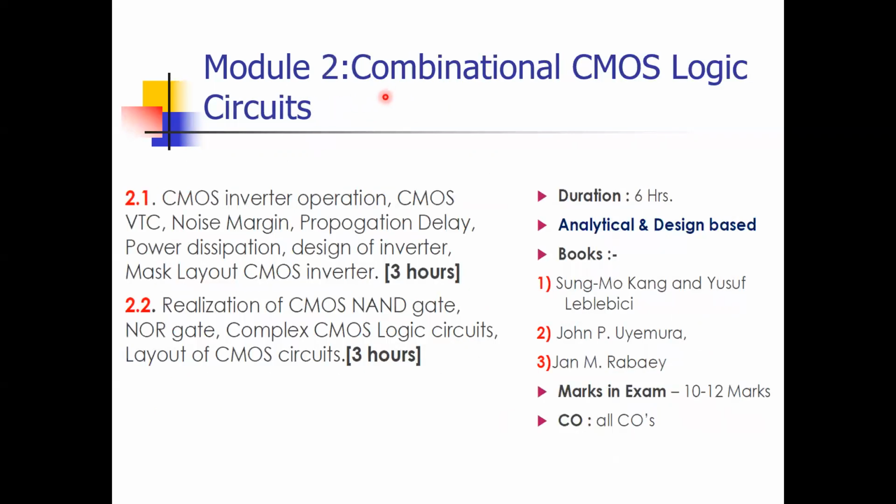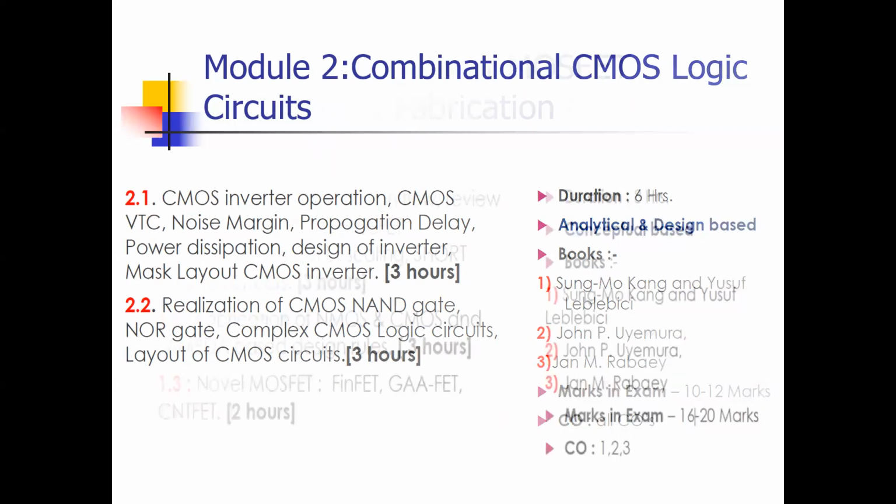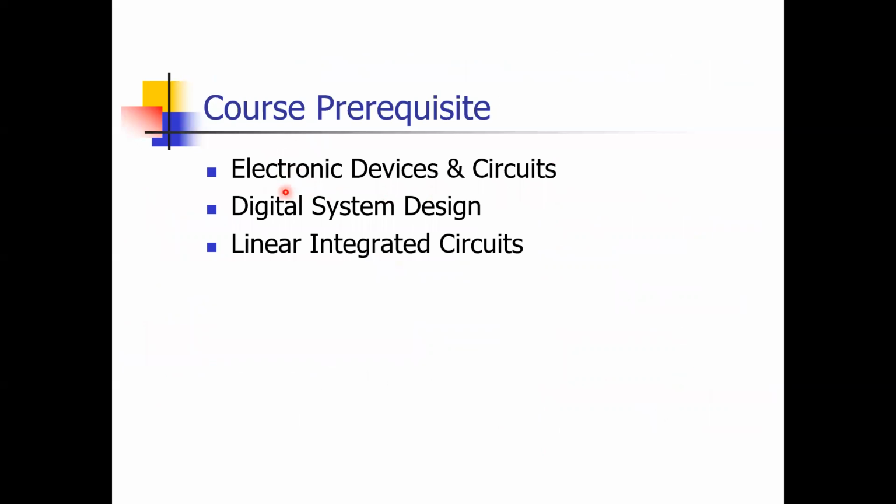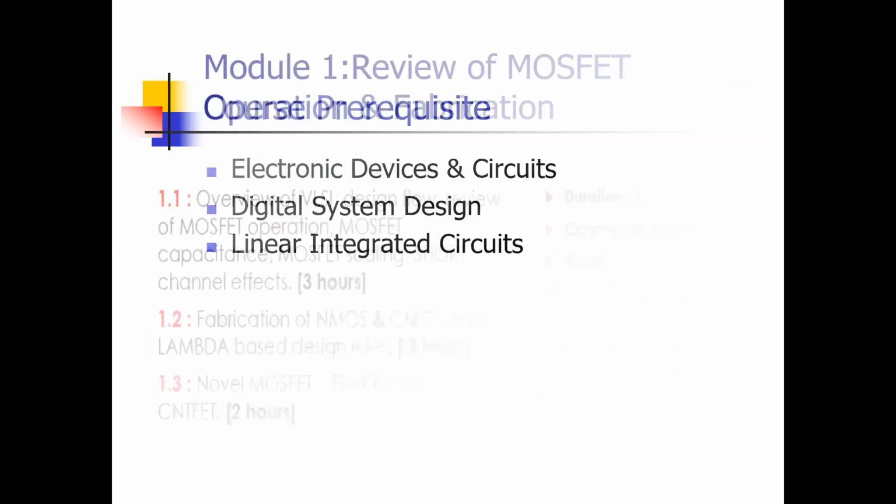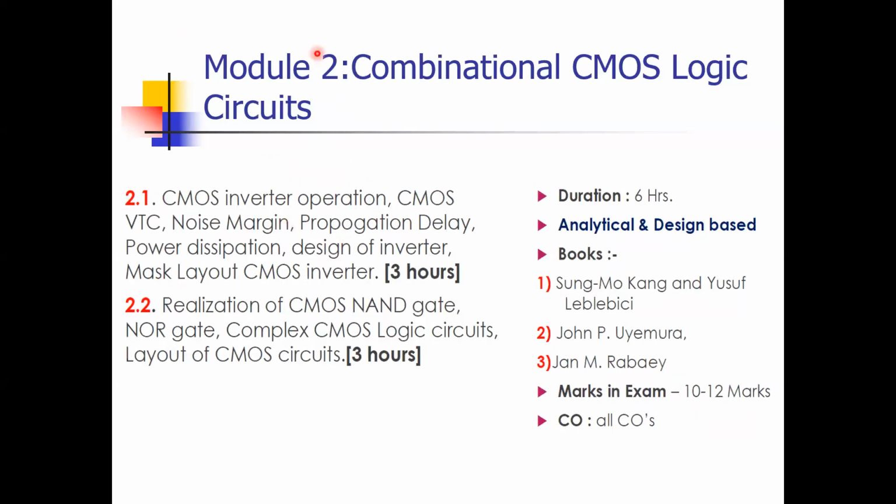Module 2 talks about combinational CMOS logic circuits. If you remember, I was talking about the prerequisite subjects. The first was electronic devices and circuits, which is for the knowledge of the MOSFET. But the second one, digital system design, means you should have the basic knowledge of all digital circuits. In digital circuits, you know that there are combinational circuits and sequential circuits. The difference is that in a combinational circuit the present output depends on the present input, and in a sequential circuit the present output depends on the previous output and present input.